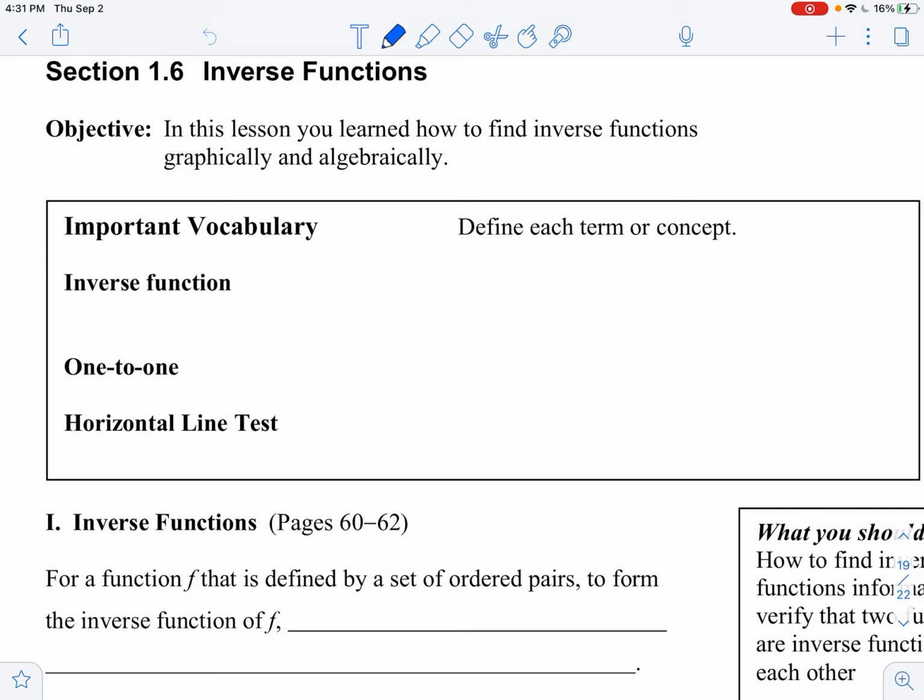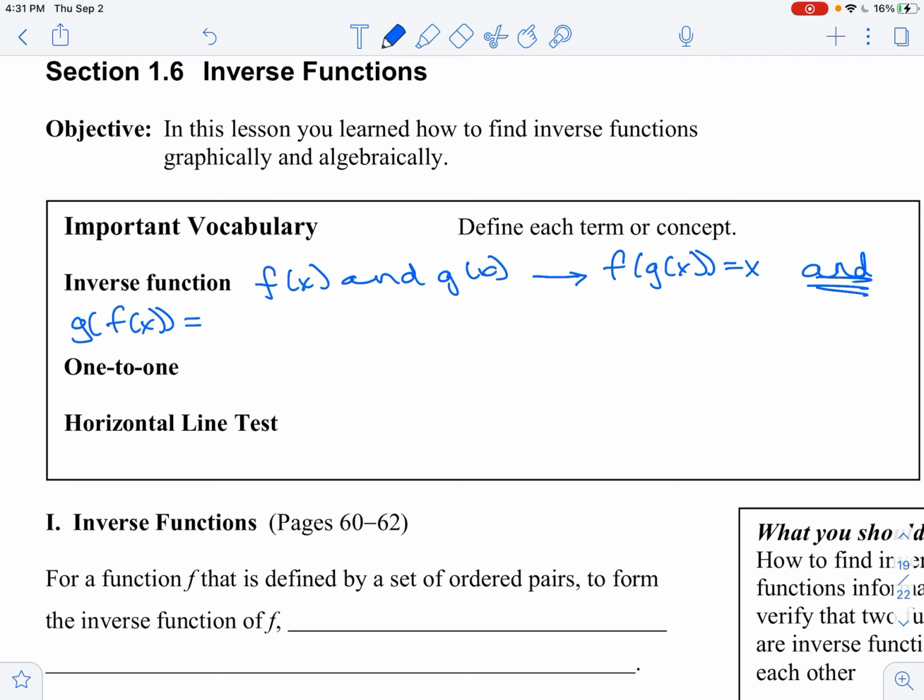Let's get started. So in inverse functions, we say that if there's some function f of x and some function g of x, and we know that f of g of x equals x, and backwards, g of f of x equals x, then we say f and g, those two functions, are inverses of each other.